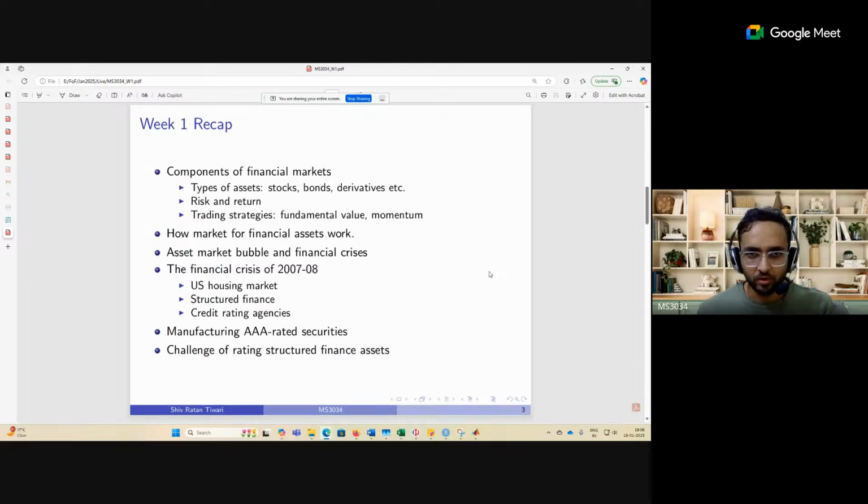Week one was an introductory week that set the stage for the entire course. We started our discussion with how the security or financial assets market is different from the normal goods market. The fundamental difference is that we buy goods for our consumption, but financial assets we purchase for other reasons, like speculation and gaining profit. That's why it is slightly different.